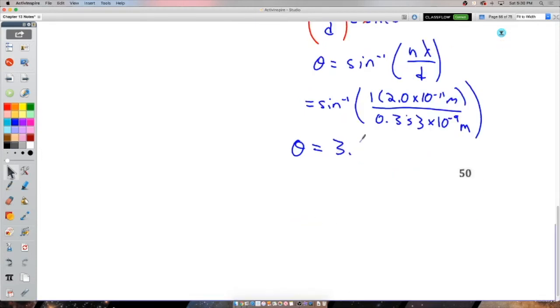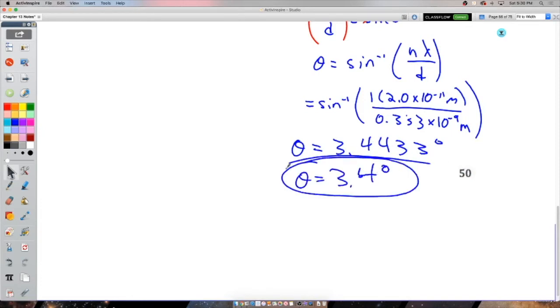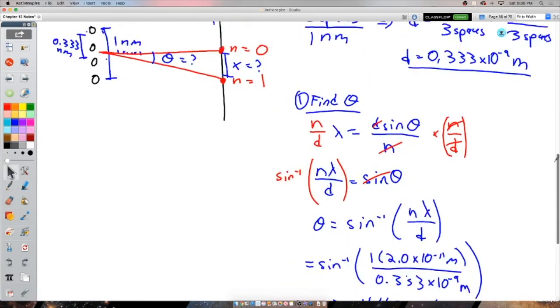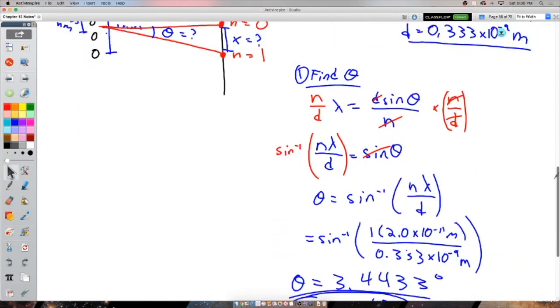I got that theta was 3.4433 degrees. Going to keep some sig digs for later. But to 2 sig digs, it's 3.4. Again, sig digs with angles are kind of weird, but oh well, let's do 2. Okay, now what? Well, we found theta, but it wants us to find the distance x as well.